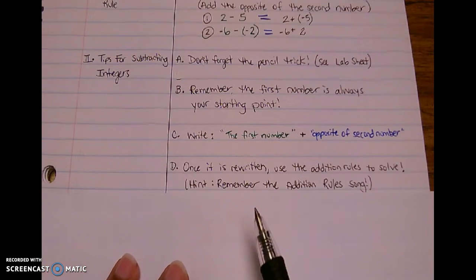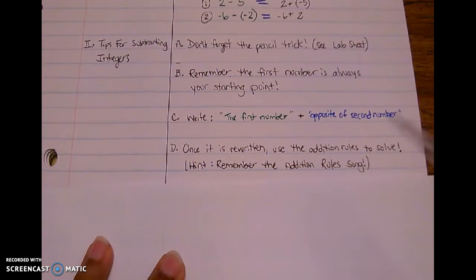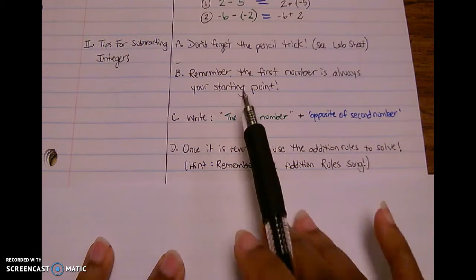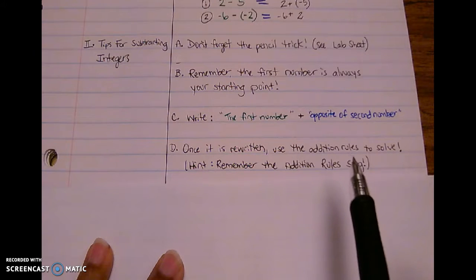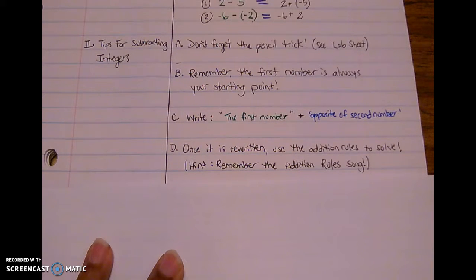Okay? Now, finally, once you rewrite the subtraction problem as addition, you can use your integer rule for addition to solve the problem. Hint, you need to remember the integer rule song. Okay? It goes like this. Same signs add and keep, different signs subtract. Keep the sign of the higher number, then you'll be exact. Okay? So, essentially, we're just creating an easier way for us to solve this.